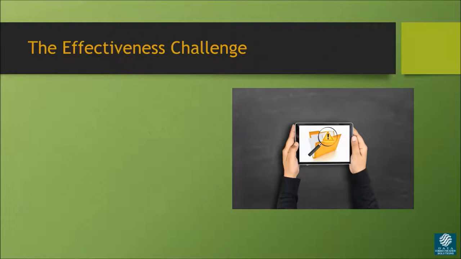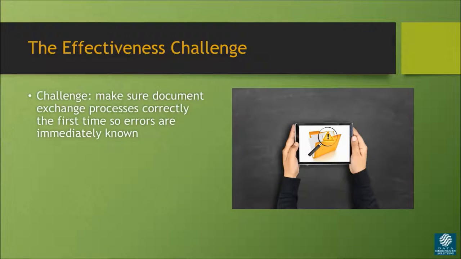Effectiveness means that when documents are exchanged, they're processed correctly the first time, and errors are immediately known. For example, scrutinizing the price is an important part of the inbound purchase order process. If the wrong prices are known right away, they can be corrected, protecting your profits. The solution for maximizing effectiveness is process automation.